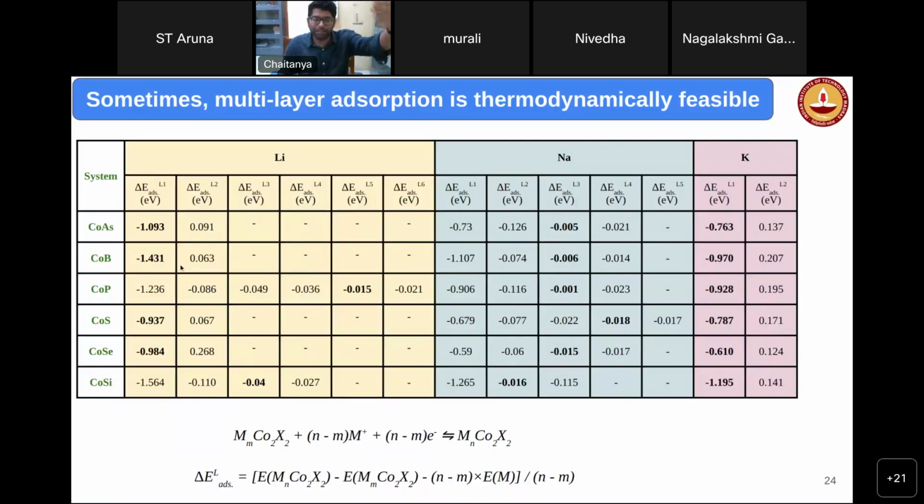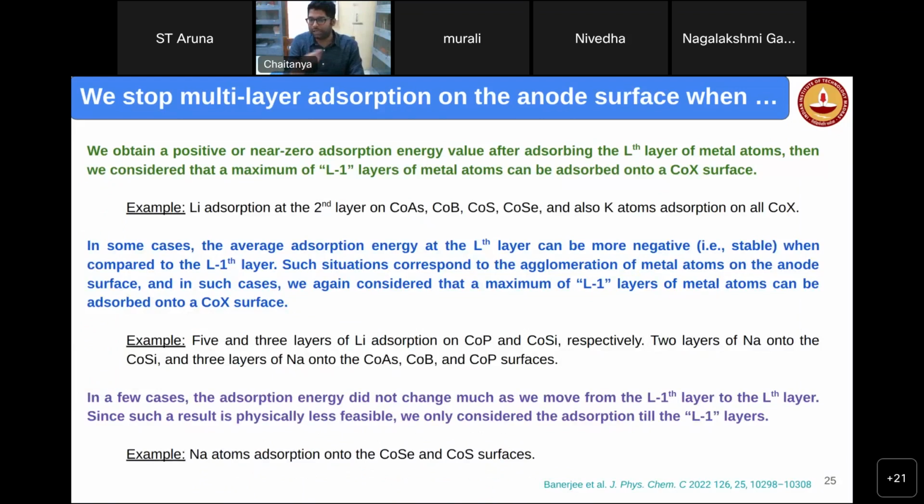So essentially, like this, we have calculated for all the systems, and we have found that certain systems like cobalt phosphide can load up to 5 layers of lithium. That means it can take a lot of lithium atoms onto it. Okay, so there are various cases where we did not consider the absorption. The first case, as I said, is if the L minus 1th layer is negative and the Lth layer is positive. Anyway, we will be discarding that.